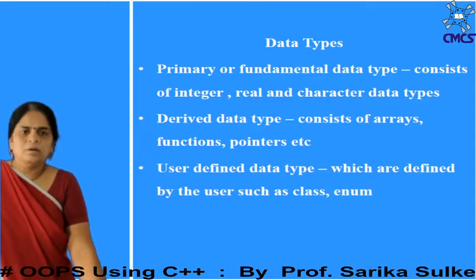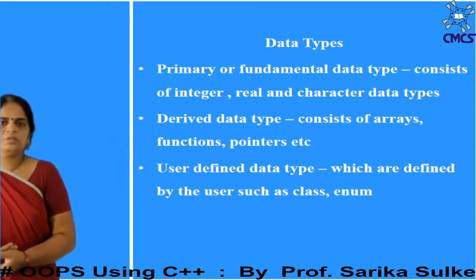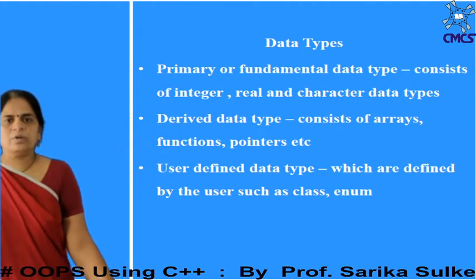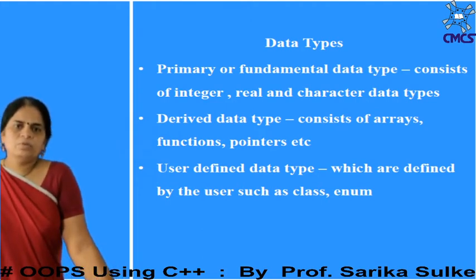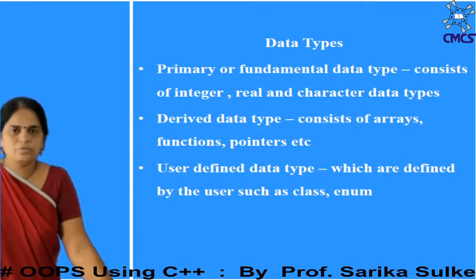Then we'll see the data types. So there are three types of data types, that is primary or fundamental data type, then derived data type and user defined data type. Here we will see only the primary data type. Derived data type consists of arrays, functions and pointers also. User defined data types are the data types which are declared or defined by the user. It contains class and enum.